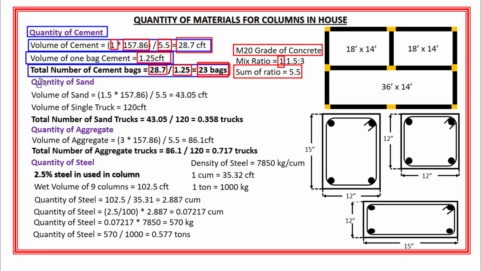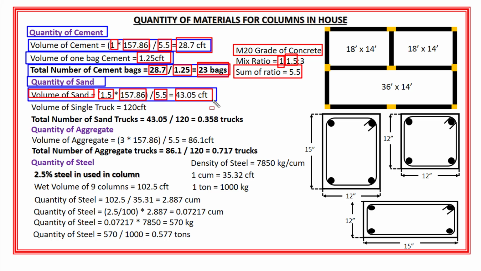Next is the quantity of sand. So the volume of sand is equal to 1.5, which is the ratio of sand, multiplied by 157.86 cubic feet, divided by 5.5. And the volume of sand will become 43.05 cubic feet.